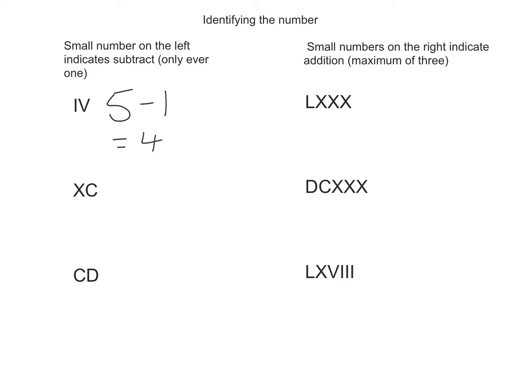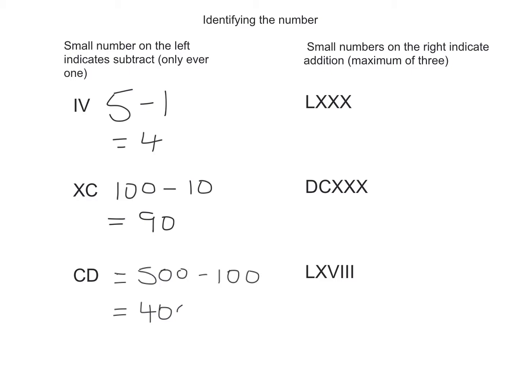Right, so how did we go with this one over here? Well, we know that X is 10, and we know that C is 100. So 10 is less than 100. Therefore, we have to say 100 subtract 10 to give us an answer of 90. Hope you got that one right. And how about this one over here? We should have identified that C is 100 and D is 500. So here we have 500 take away 100, giving us our answer of 400.